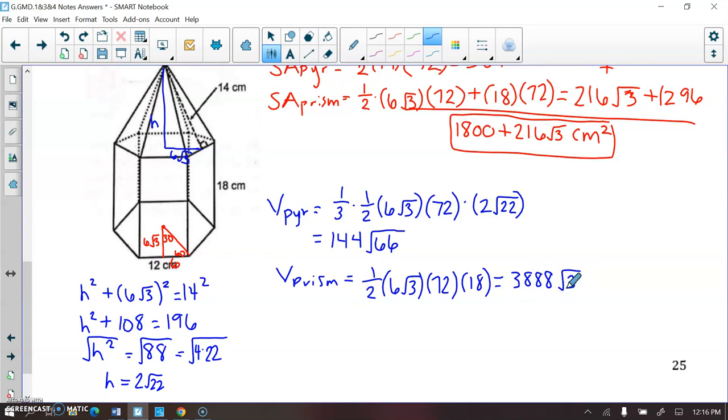And so now I'm adding these two volumes together to get the total volume, which I just leave as a 144 root 66 plus a 3,888 root 3. I cannot combine those together because they do not have the same exact radicals. So I just leave it like so.